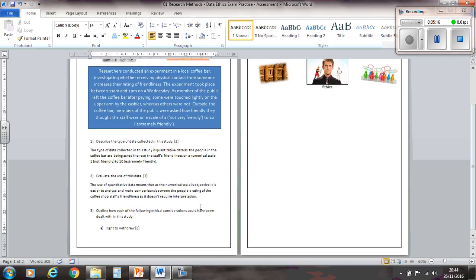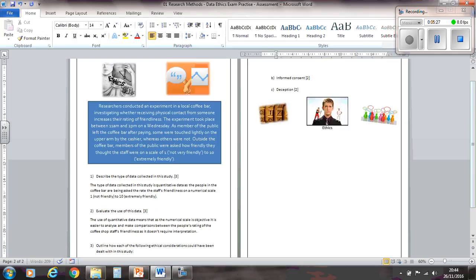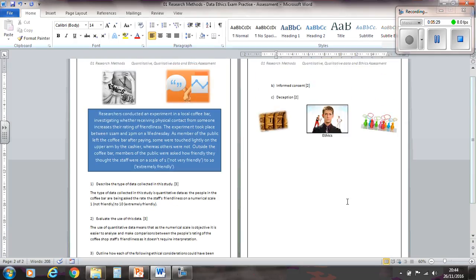So that's the data questions. These questions here are about ethics. It says outline how each of the following ethical considerations could have been dealt with in the study. So right to withdraw. In order to allow the people in the coffee shop to withdraw, they need to be told that they're taking part in an experiment and that they can leave at any time. Or you could debrief them at the end and tell them that they can withdraw the results.